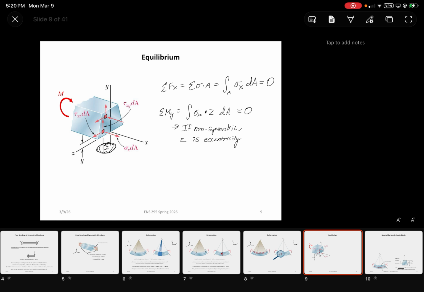And then lastly, just in general, the bending moment about the z-axis, which is going to be our state of pure bending, assuming no eccentricity, is just going to equal the integral about the area of sigma x times negative y dA, which is equal to our bending moment within the beam.